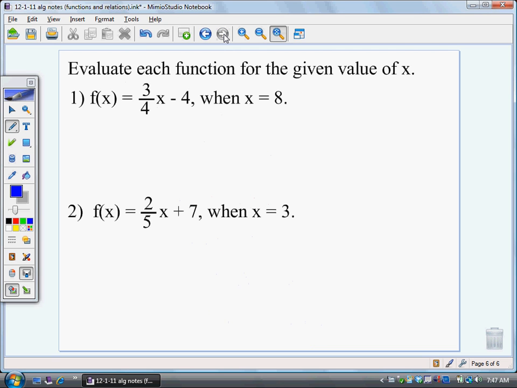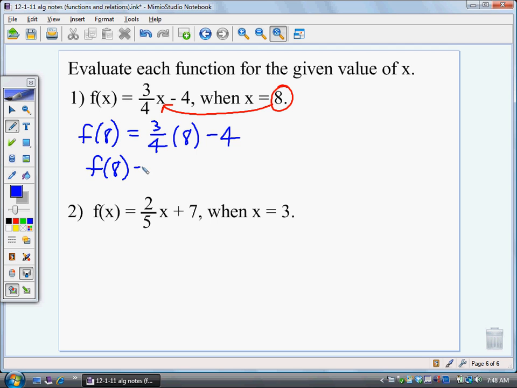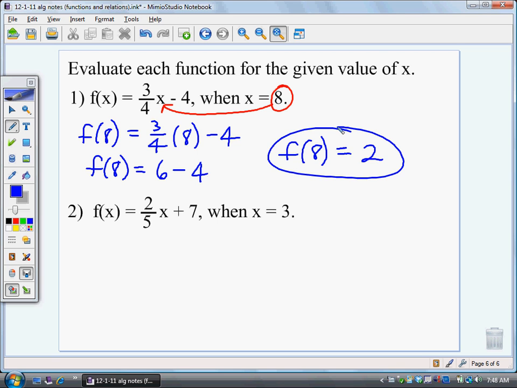I have 2 examples here. The first one says that the function f is 3/4 x minus 4 when x is 8. Basically you're going to take this number right here, put it in place of x, and do the math. So f of 8 becomes 3/4 times 8 minus 4. 3/4 of 8 is 6, 6 minus 4, so f of 8 is equal to 2. And that's your answer.